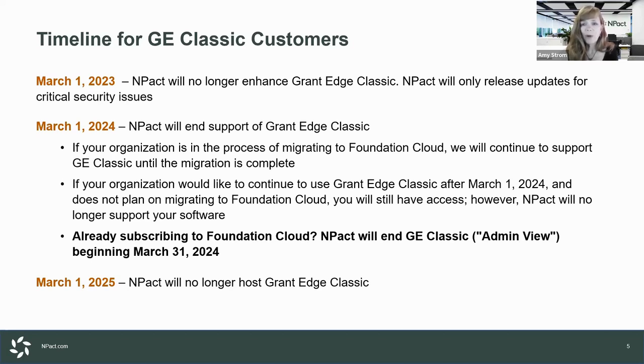Please know, if you're in the process of migrating to Foundation Cloud, we will continue to support you through your migration. If you are already a Foundation Cloud customer, admin view will go away at the end of March, on March 31st, 2024. This is when that link will go away and the Citrix logins will be disabled. If NPACT is hosting your GE Classic and you're not moving to Foundation Cloud, we'll continue to host, without support of course, until March 1st of 2025. If you want to continue to use your on-premise instance beyond that, reach out to me regarding a separate license and we can talk about that.